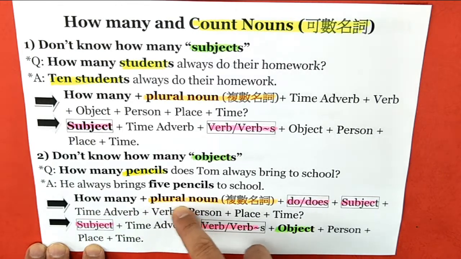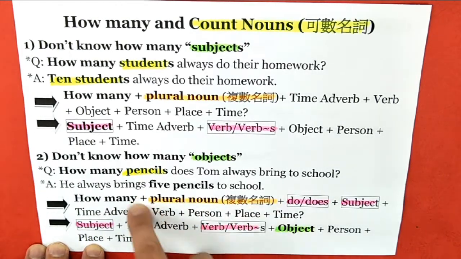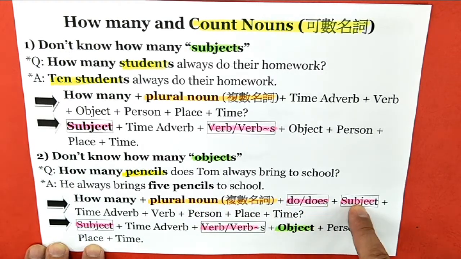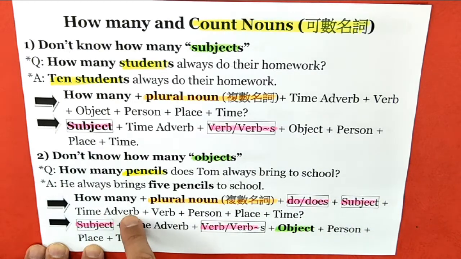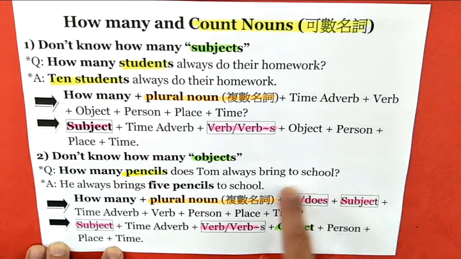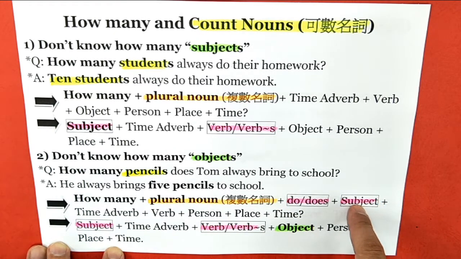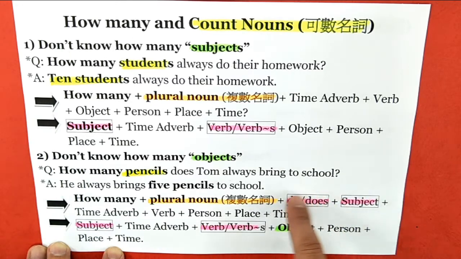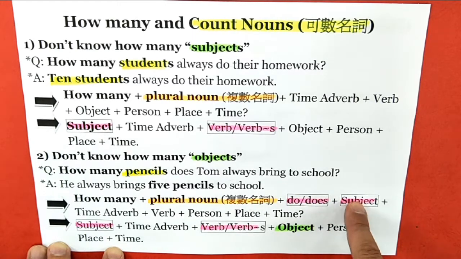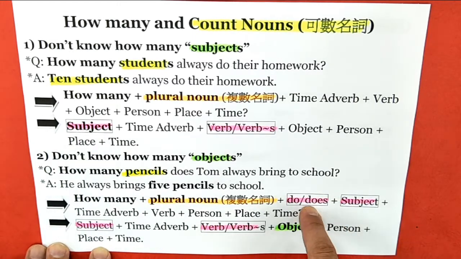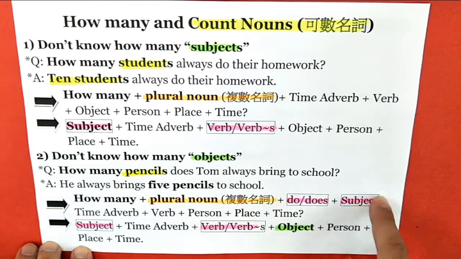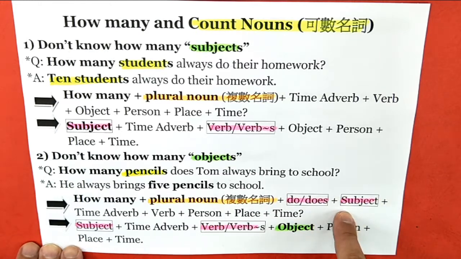How many plus plural noun, remember, plural noun, the noun plus an S, plus do or does, plus subject, plus time adverb, plus verb, plus person, plus place, plus time. Remember, the subject must agree with the helping verb do or does. One subject, we use does. He, she, it, we use does. If the subject is I, you, we, they, we use do. So the subject must agree with the verb, always.